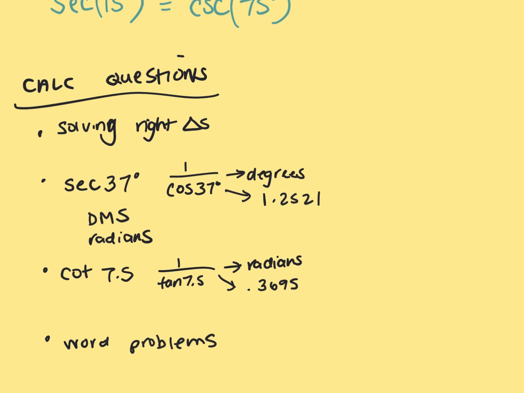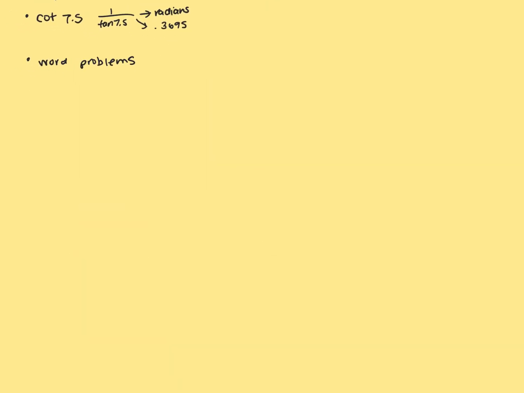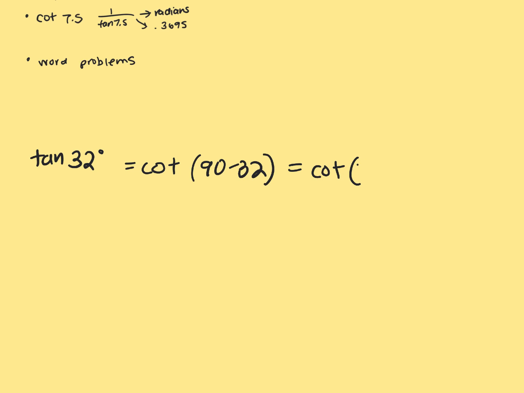Of the cofunctions? Sure. So if I gave you tangent of 32 degrees, you're looking for a cofunction with the same value. That would give you the same answer. So tangent goes with cotangent, and then you find the complement, 90 minus 32 degrees. So that'd be the cotangent of 58 degrees. And that's your answer.